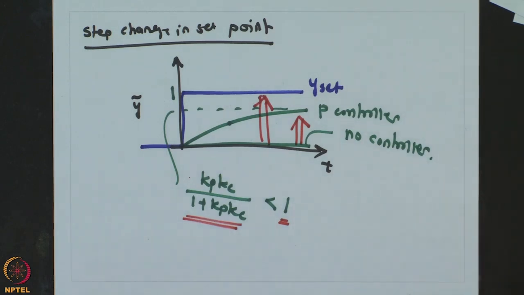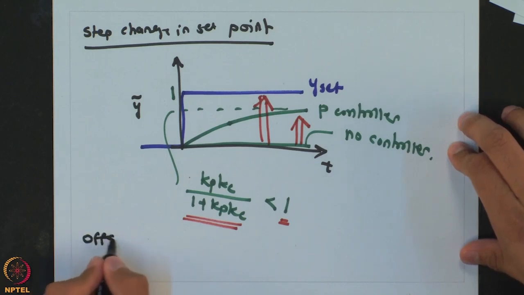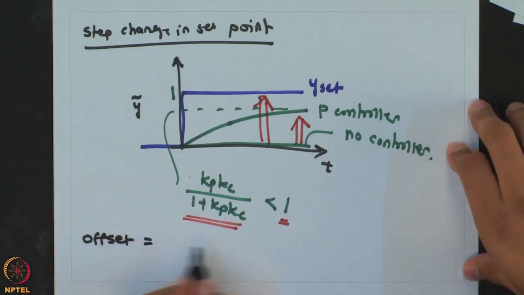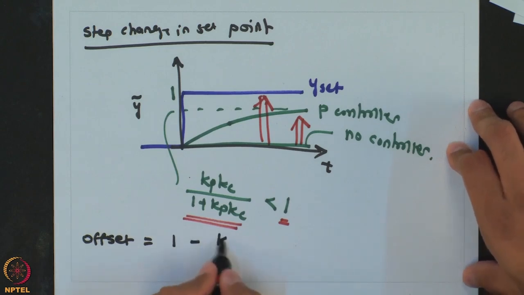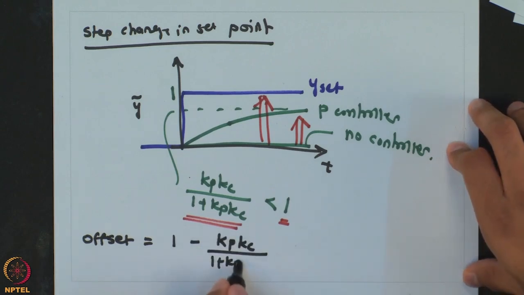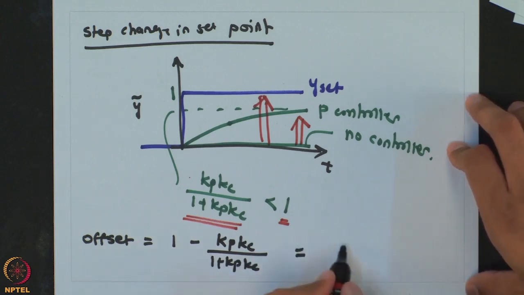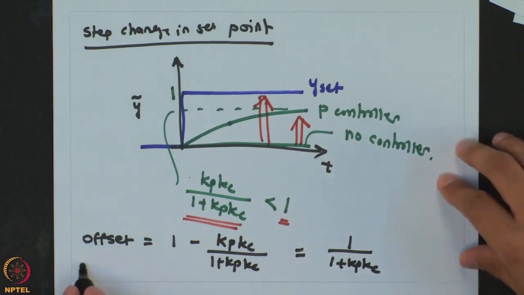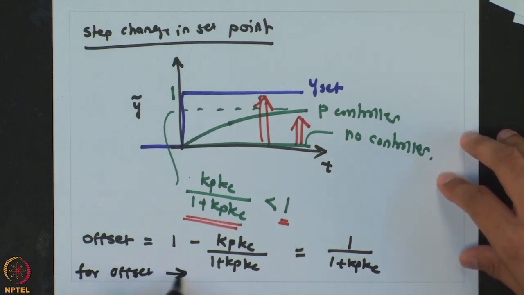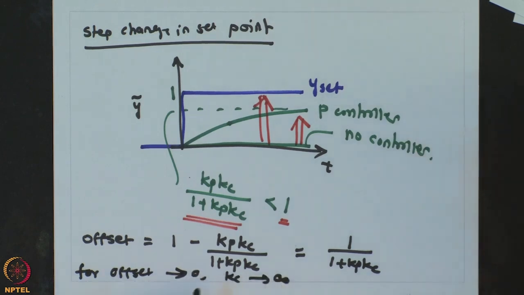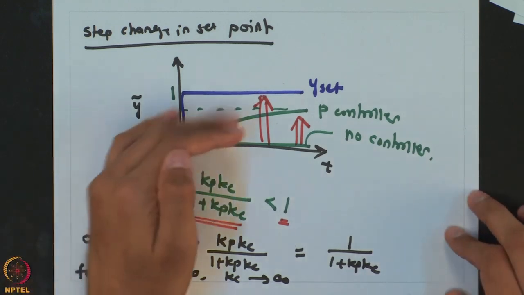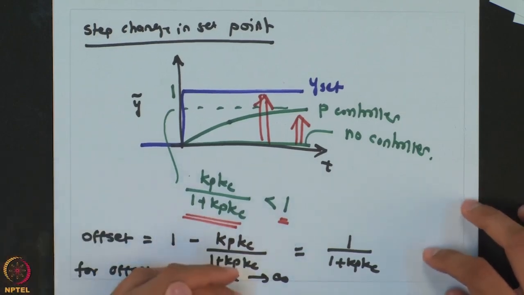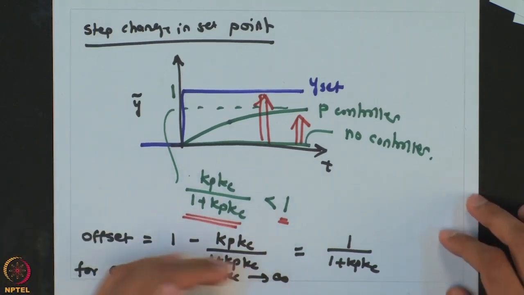And you can again define the offset as earlier. The desired final value in this case is 1 and the actual final value is this, which again gives an offset equal to 1 over 1 plus Kp Kc. So you can see that it has the same form, and for offset to go to 0, you require Kc to go to infinity. So again, in the case of servo problem, we see that the proportional controller cannot give you the desired final value, and for that it will require infinite controller gain, which is again a mathematical entity.